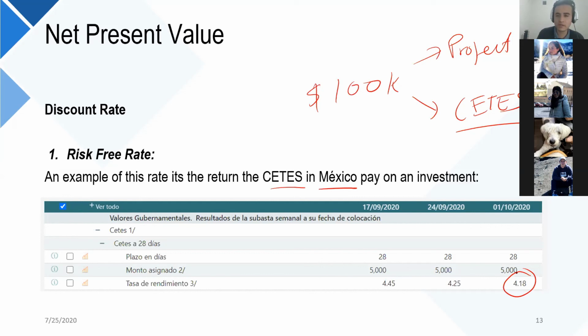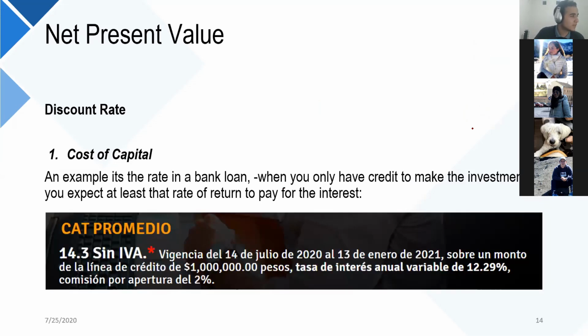Do you guys have a question about this one? You can use this one to discount rates. When? Well, when you only have one project, for example, cash flows, and you don't have anything to compare it to, then you compare it to the risk-free rate on the market. Do you guys have any questions? No? Okay. The next one is the cost of capital.